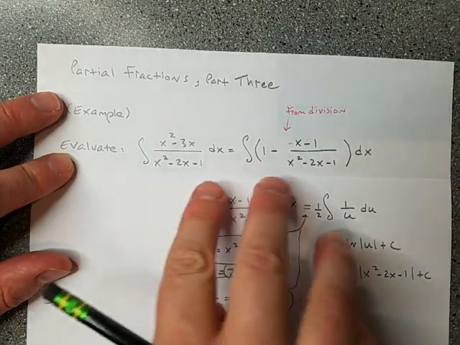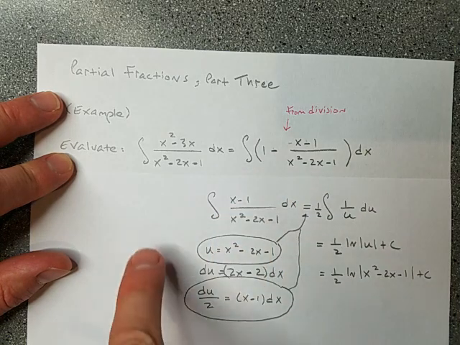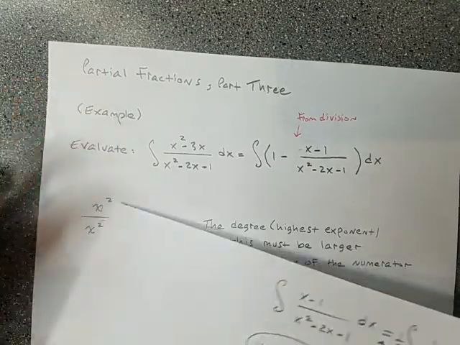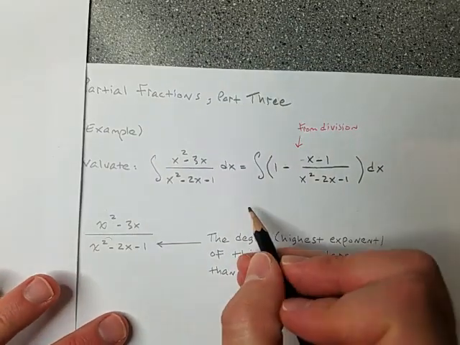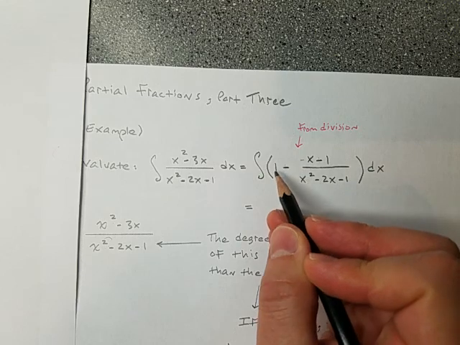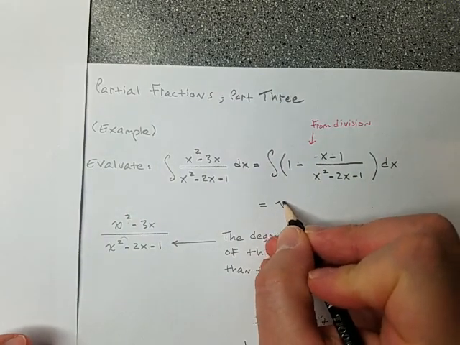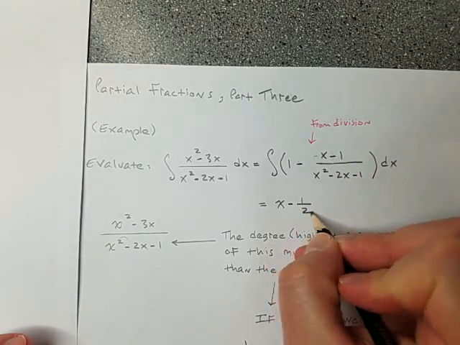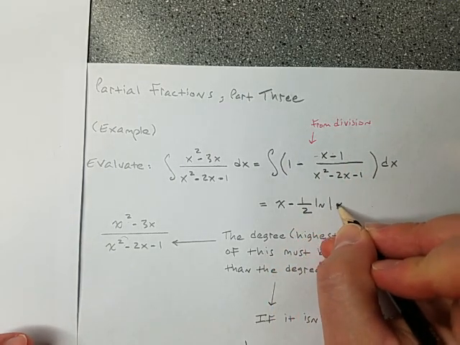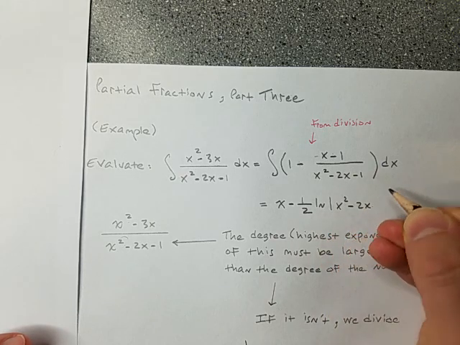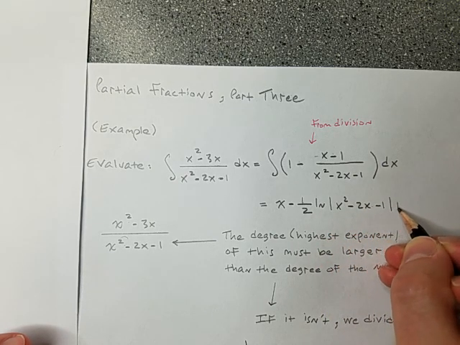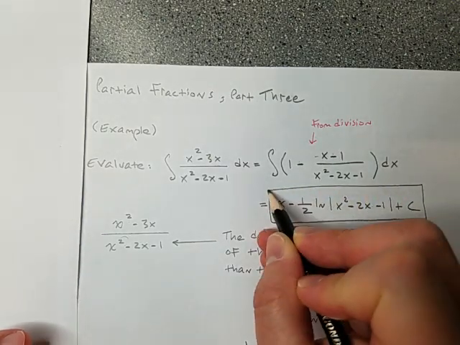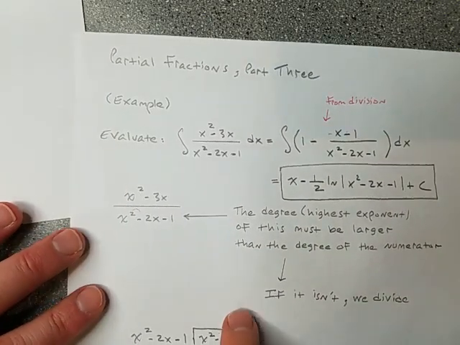So, okay, now I'm going to go back to my original problem. Given that I showed you this, there's my result for the second part, okay? So that turns out to be this. The antiderivative of 1 with respect to x is x, and then minus, and I found that one to be 1/2 natural log of x squared minus 2x minus 1 plus c. Okay, and then we got it at that point. But the division is what made it possible.